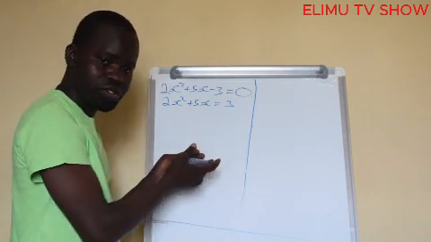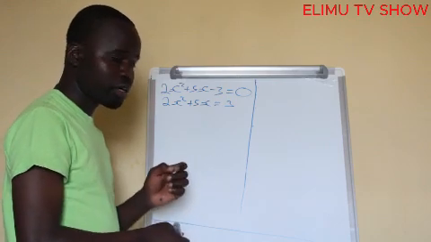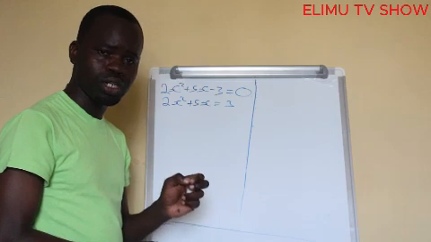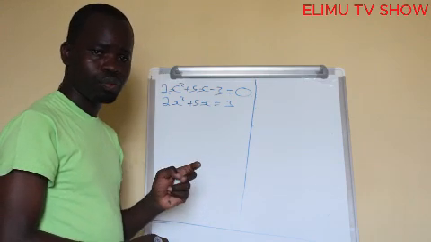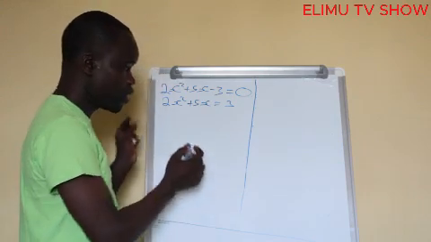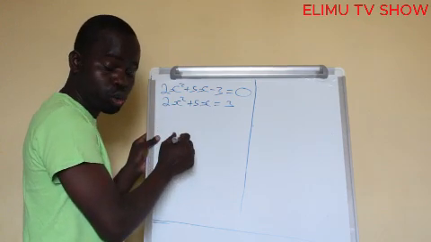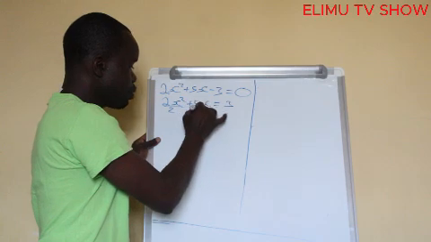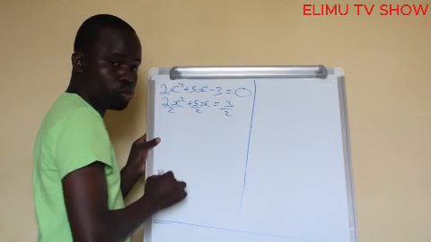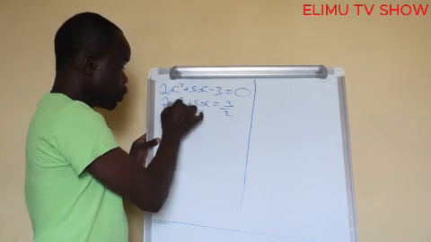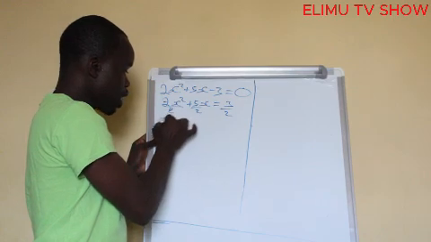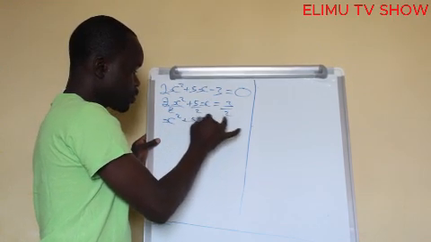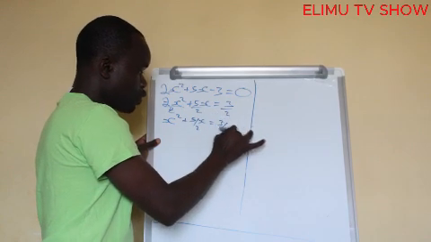Once you've expressed it in this manner, the second step is to do away with the coefficient of x squared. And the coefficient of x squared here is 2. To do that, we divide both sides, everything, by 2. So we are going to remain with x squared plus 5 over 2 x is equal to 3 over 2.